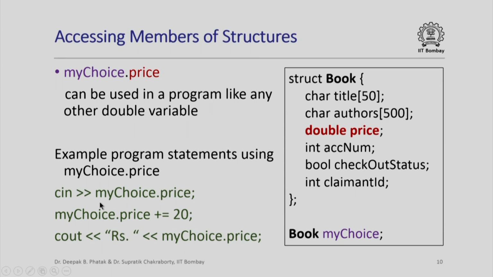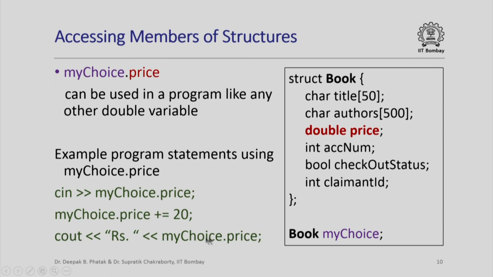For example, I could read in the value of my choice dot price just like I can read in any double variable using cin greater than greater than my choice dot price. I could add 20 to the value of my choice dot price by just saying my choice dot price plus equals 20. Note that this is just like adding 20 to the value of any double variable, and similarly I could print out the value of my choice dot price as a double variable using the cout statement, cout less than less than the string rupees, standing for Indian rupees, less than less than my choice dot price.